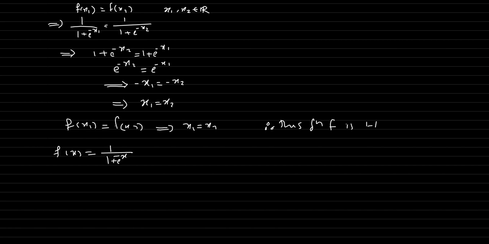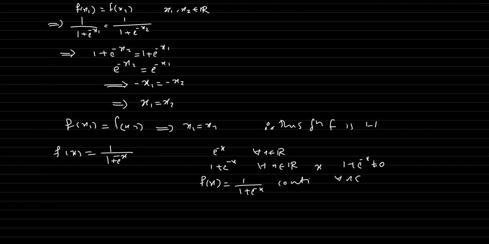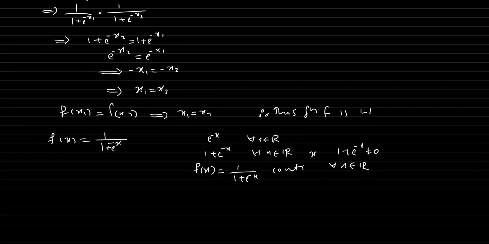Next, f is a continuous function for each x in R because e raised to minus x is continuous for all x in R, and 1 plus e raised to minus x is also continuous for x in R, and for any x, 1 plus e raised to minus x is not equal to 0. Therefore, the reciprocal of this function, that is f of x equal to 1 by 1 plus e raised to minus x, is continuous for all x in R. Therefore, this function is continuous on R.